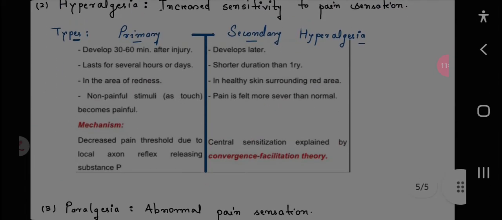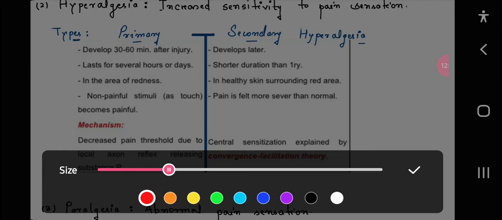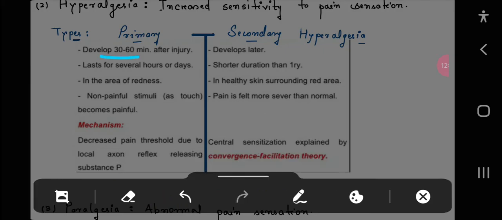Primary hyperalgesia develops 30 to 60 minutes after injury and lasts for several hours or days. In the area of redness, non-painful stimuli such as touch become painful. Mechanism: decreased pain threshold due to local axon reflex releasing substance P.